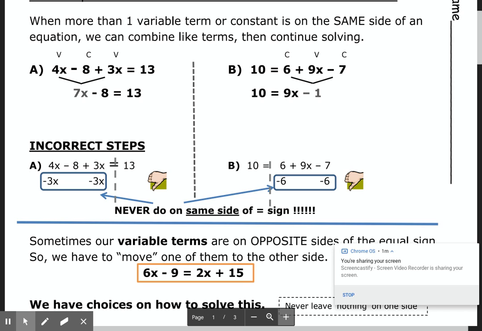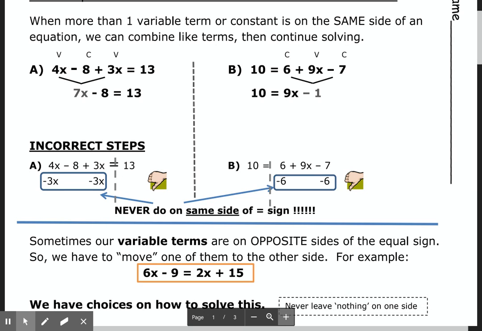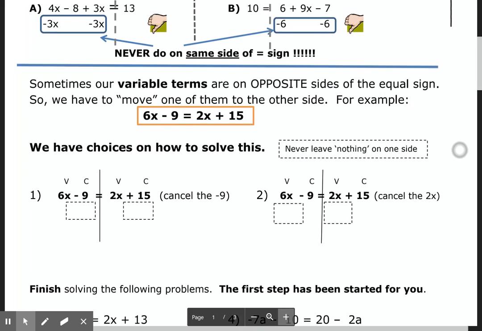What I'm seeing some of you do is trying to subtract 6 from the same side. So if you see the incorrect steps there, that is the wrong thing to do. You need to combine like terms. So I just wanted to point that out before we get into variables on both sides.